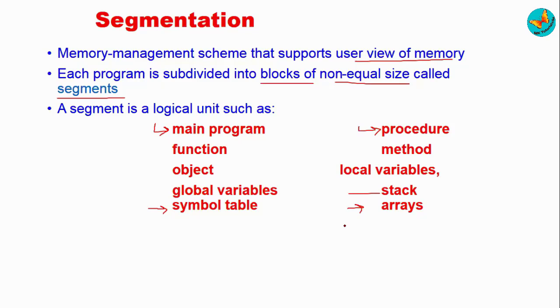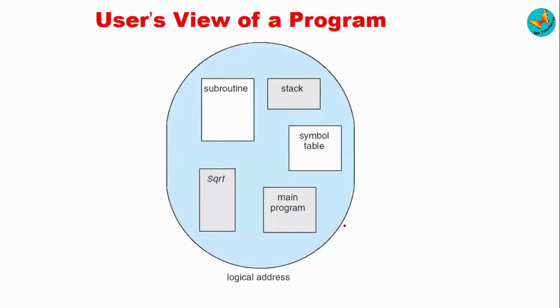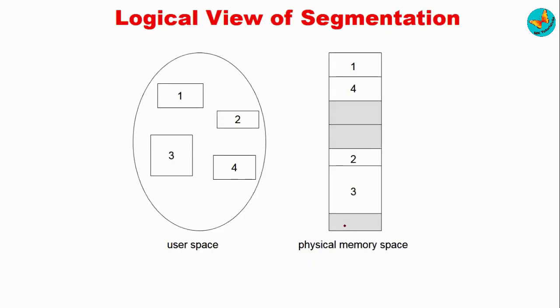So what actually happens in segmentation is that, like I have told you, it is a user's view of the program. So how will I see my program? I will see the subroutine, stack, symbol table, main program, or say suppose I have implemented a square root function, isn't it? So all these different segments will be seen by the user. So how is it actually mapped? Say if I give numbers to my segments, how will they be mapped in my physical memory space? So again observe here.